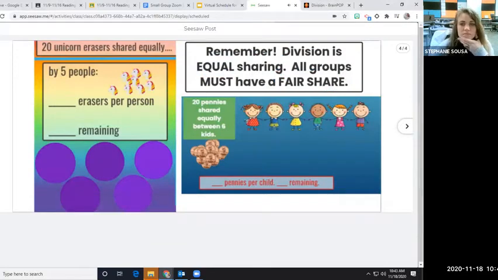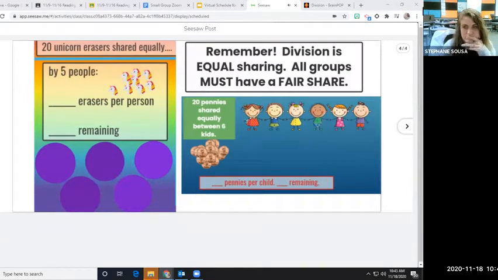Okay, here are some other examples. Let's look at the first one with the unicorn erasers. Remember, we have to share the unicorn erasers equally. We have 20 unicorn erasers, and we're going to divide them up by 5 people. So we're trying to figure out how many erasers each person will get.